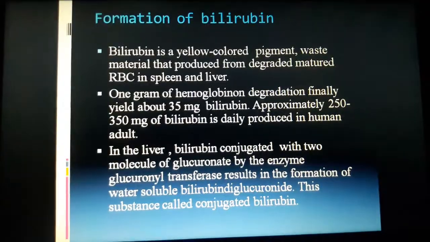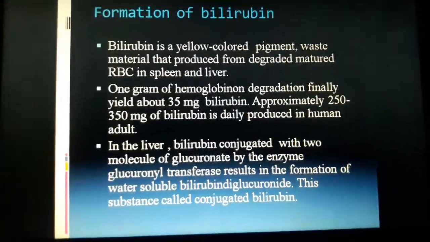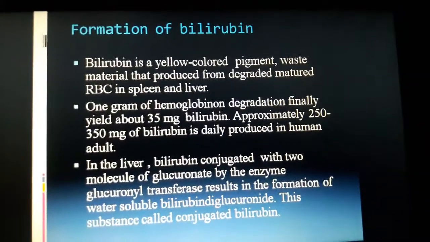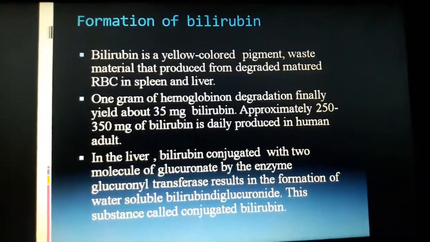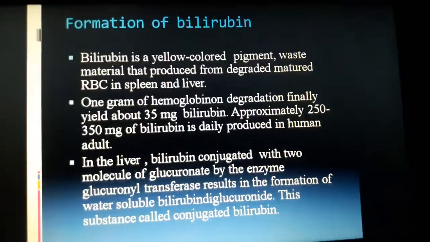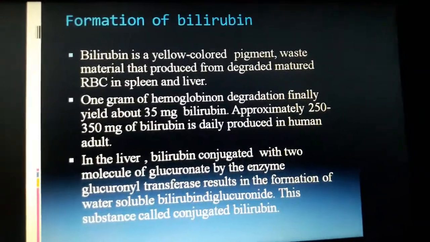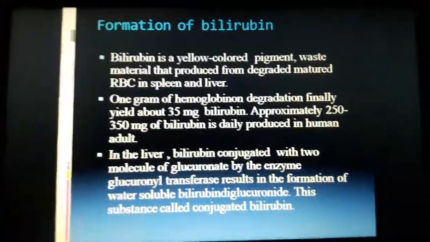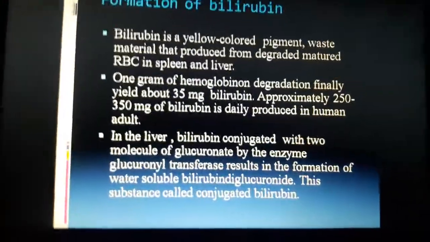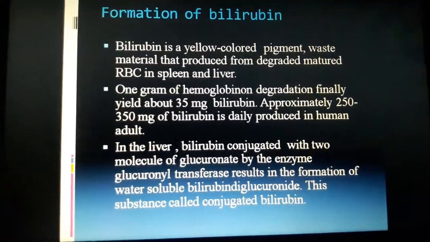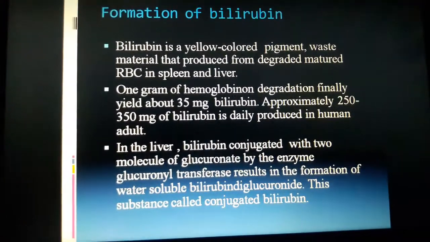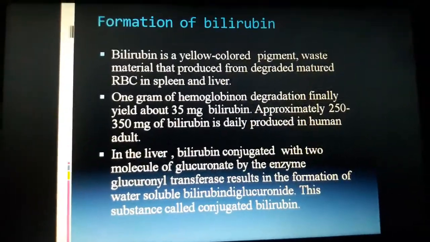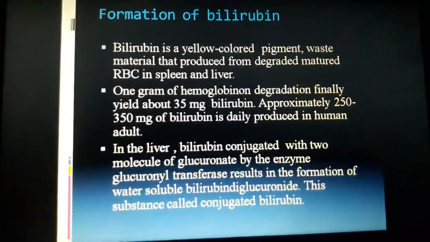Next, formation of bilirubin. How is it formed? Actually, bilirubin is a yellow colored pigment waste material that is produced from degraded matured RBC in spleen and liver. Actually, 1 gram of hemoglobin yields about 30 mg of bilirubin. So, approximately 250 to 350 mg of bilirubin is produced daily in a human adult.